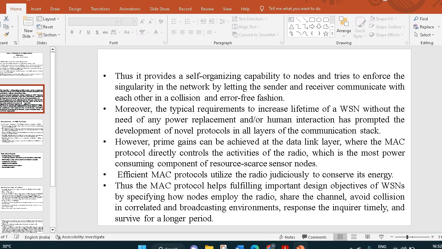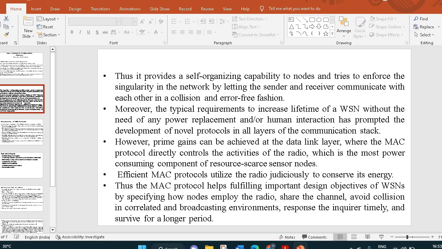Moreover, the typical requirement to increase the lifetime of a WSN without the need of any power replacement under human interaction has prompted the development of novel protocols in all layers of the communication stack. However, prime gains can be achieved at the data link layer, where the MAC protocol directly controls the activities of the radio, which is the most power-consuming component of resource-scarce sensor nodes. Efficient MAC protocols utilize the radio judiciously to conserve its energy.